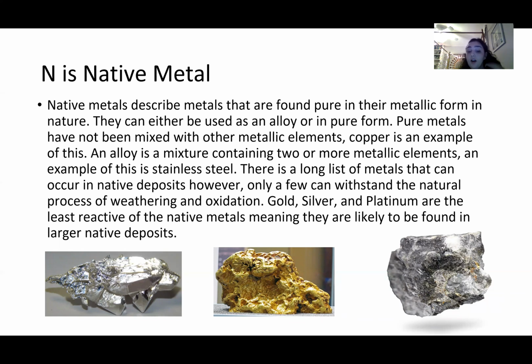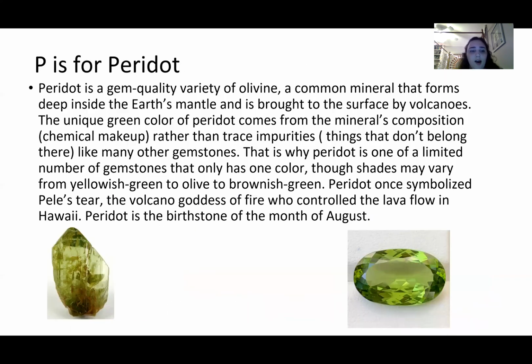There is a long list of metals that can occur in native deposits, however, only a few can withstand the natural process of weathering and oxidation. Gold, silver, and platinum are the least reactive of the native metals, meaning they are likely to be found in larger native deposits. So as you can see, this is silver, and then this is gold. Oh my God, it's so beautiful. And then this is platinum. I don't know if this is called a nugget of platinum, but maybe. I know gold is called a nugget, so I don't know if platinum is also a nugget.